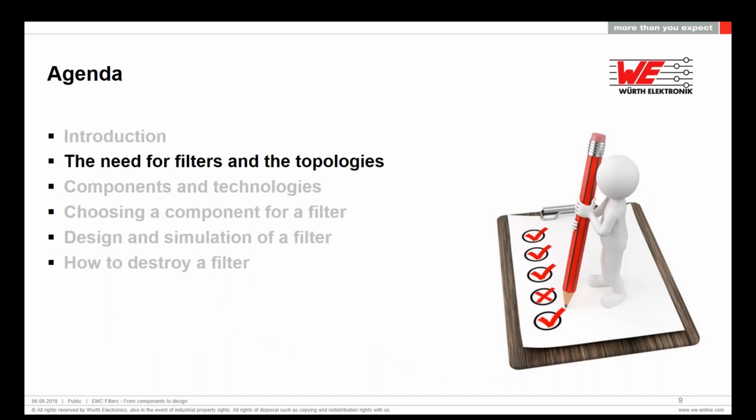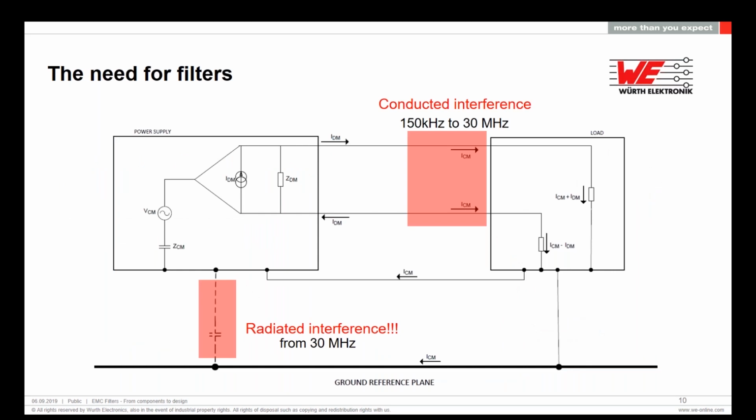The need for filters and topologies comes basically from the conducted interference we have. We have two ranges of frequencies where we are looking at different emissions, with different kinds of mediums to transmit these emissions. Between 150 kilohertz and 30 megahertz, we are looking at the conducted interference, where we take a look at our cables. Over 30 megahertz, we start looking at the radiated interference.